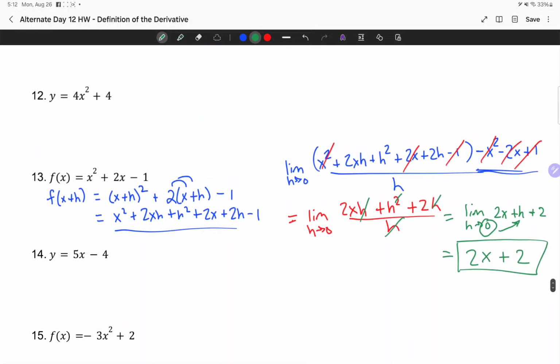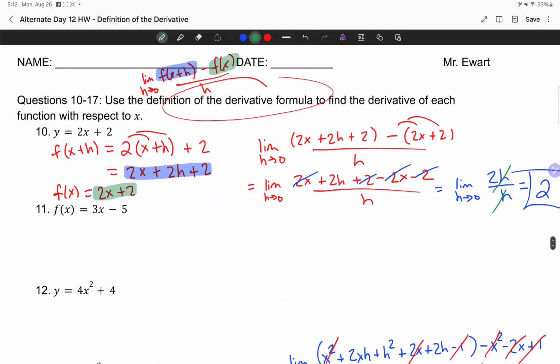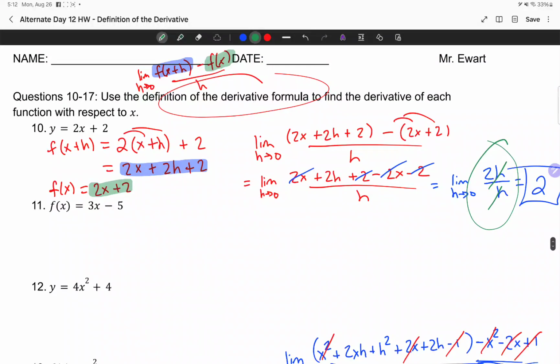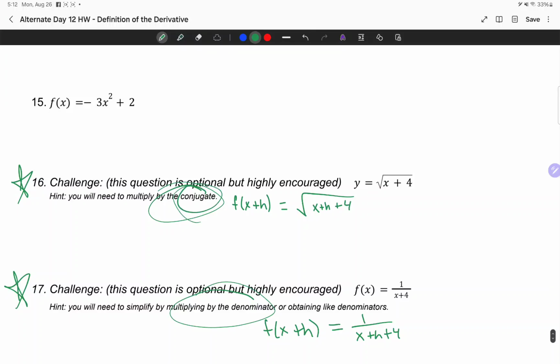If you notice in both of these examples, after I canceled out the h in the denominator, that's when I was able to get an answer. Here as well, after I canceled out the h in the denominator, that's where I was going to get an answer. Now in these cases, I just had to expand it or FOIL it out. But in these two challenge cases, we're going to need to conjugate or multiply by a denominator, get like denominators to get everything to cancel out.